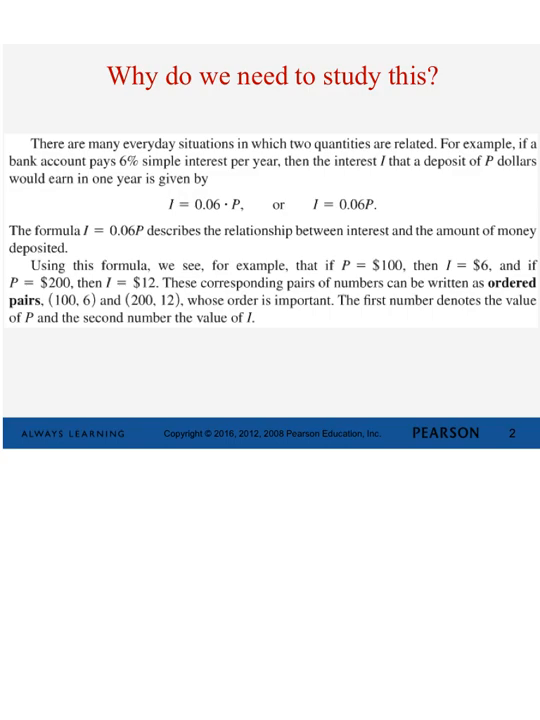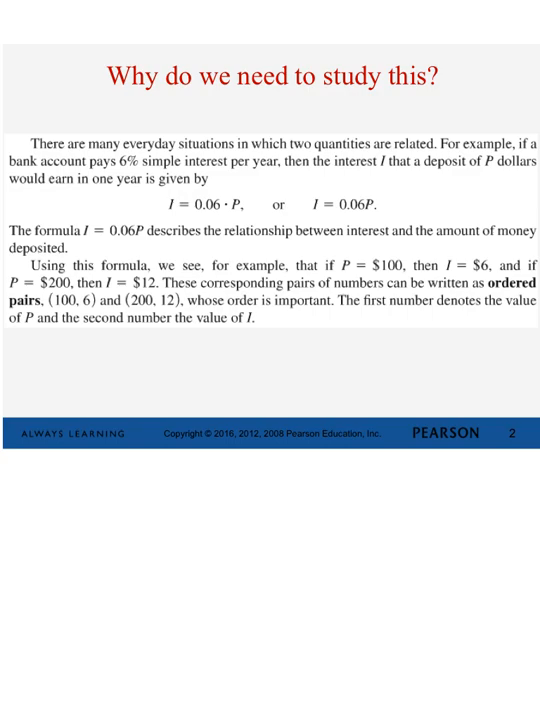For example, if you have a savings account or other kind of account that pays 6% simple interest per year, then the interest, which is I, capital I, that are deposited of capital P dollars, I is the interest and P is actually referred to as the principal, which is the initial investment. The amount of interest that deposit of P dollars could earn in a year is given by I equals 0.06, for the 6%, times P.